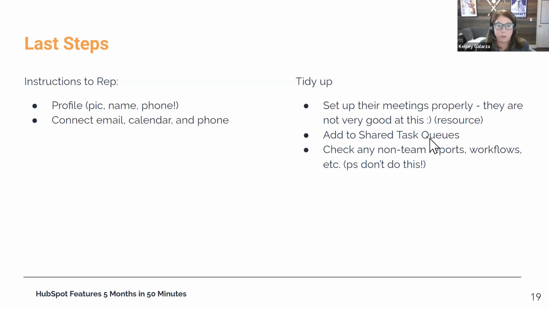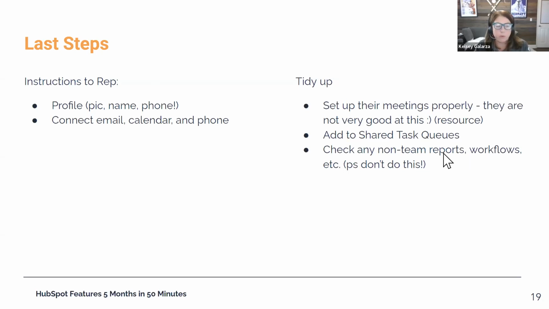You can also add your users to your shared task queues. I'm a huge fan of task queues, and I recommend that you put people in shared task queues so that you can train on a specific process. And then check any reports that you may have that are referencing specific users rather than a team.